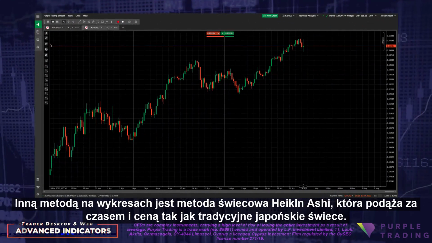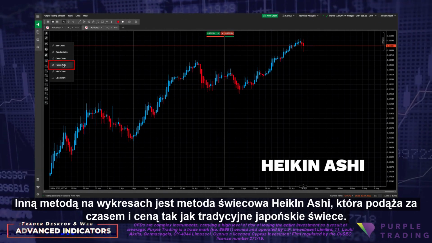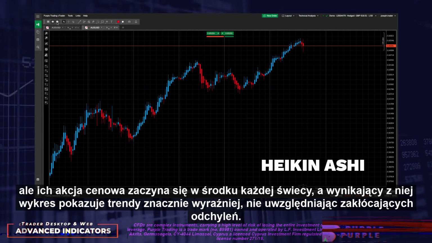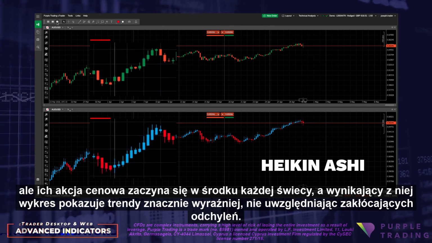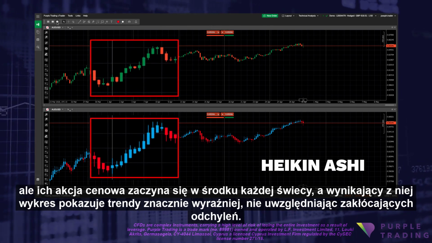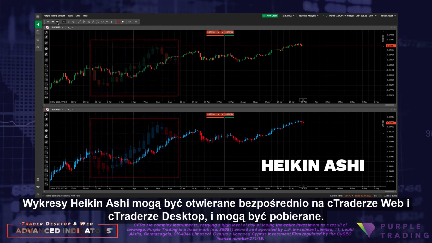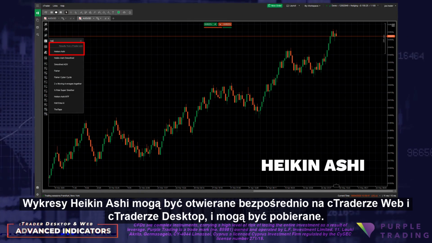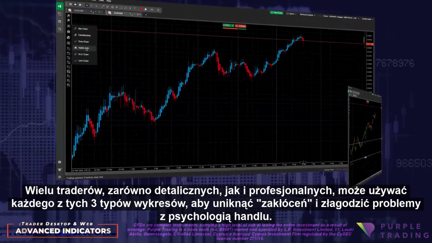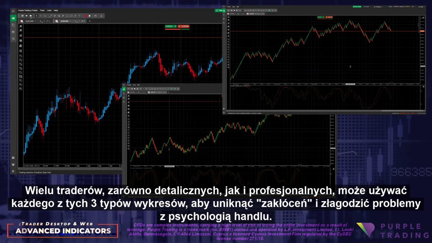Another method of charting is a candlestick method called Heikin Ashi, which follows time and price just like traditional Japanese candlesticks, but their price action starts in the middle of each candle, and the resulting chart shows trends much more clearly without distracting retracements. Heikin Ashi charts may be opened directly on cTrader Web and on cTrader Desktop may be downloaded. Many traders, both retail and professional, may use any of these 3 chart types to avoid the noise and alleviate problems with trading psychology.